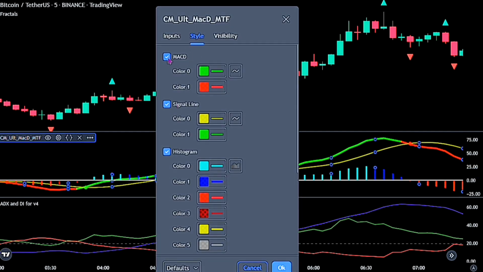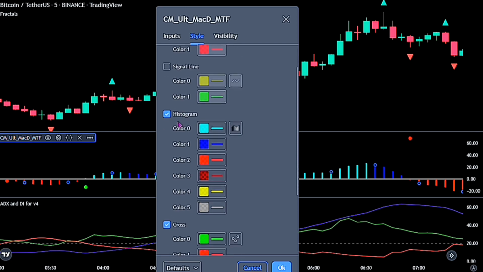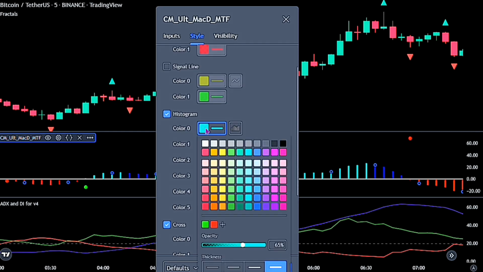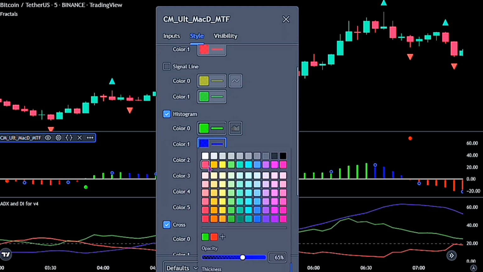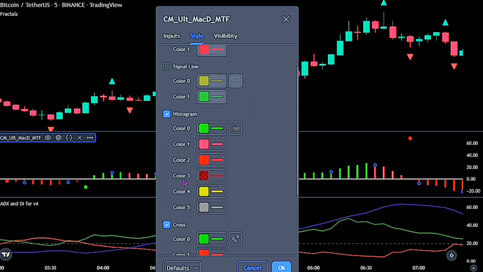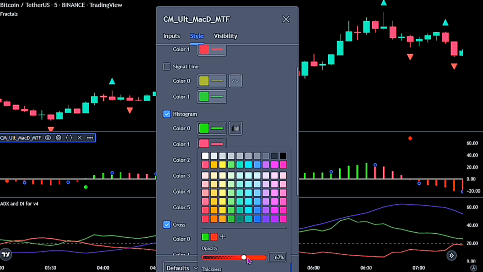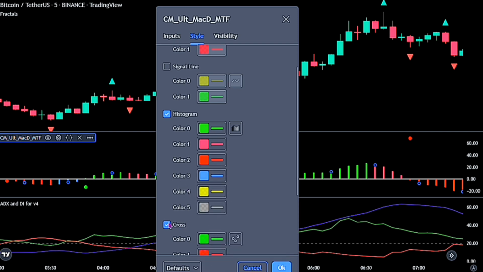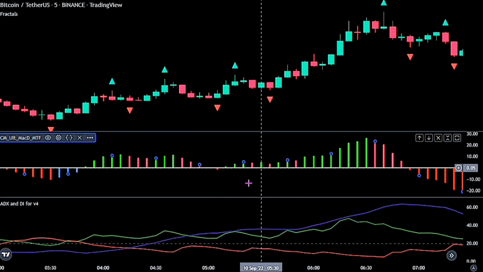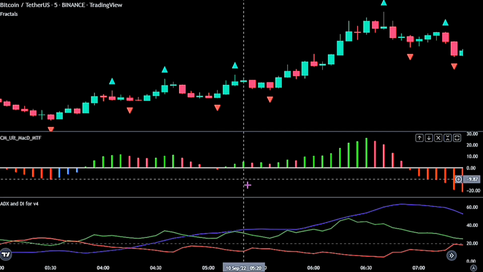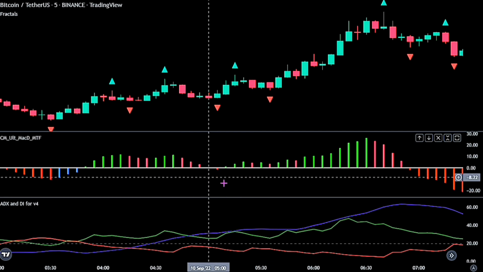On the style, untick the MACD, then untick the signal line. For the histogram, change the color 0 to green and increase its opacity. Change color 1 to pink and increase its opacity. Then for color 2, just increase its opacity. And the color 3, change it to blue and increase the opacity. After that, untick the cross and click on the OK button, and we would have our MACD looking like this, as we will only be using its histogram to enter our trade.